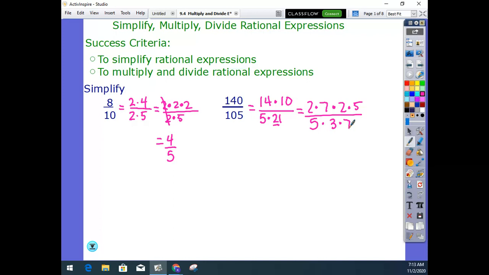Now look for any common factors that you can cancel. Anything from the top can cancel anything from the bottom. What are we left with? 2 times 2 is 4, and 3 is left on the bottom. These are considered simplified form because they don't have any common factors.